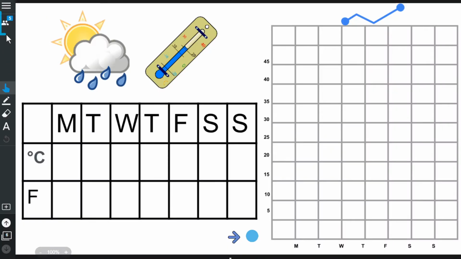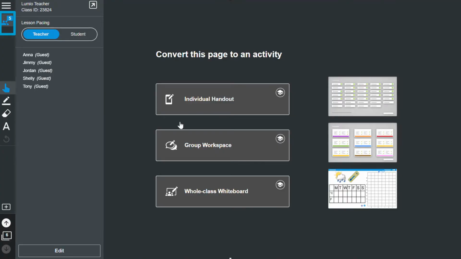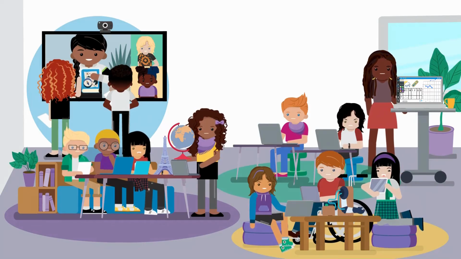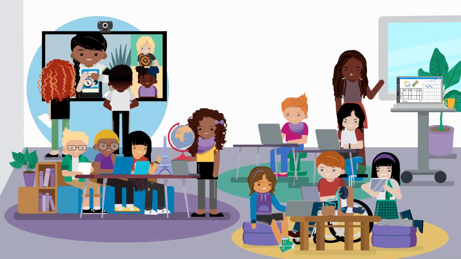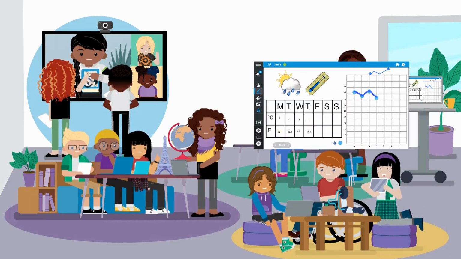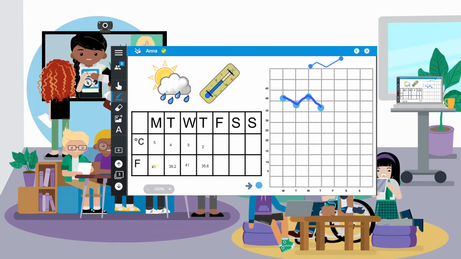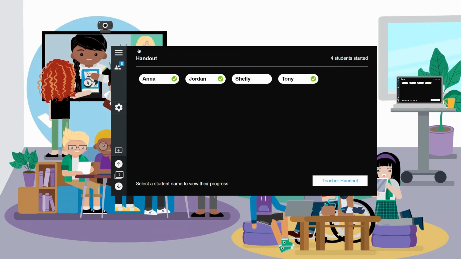You can also convert a page into an individual handout activity using the menu located in the class panel in Lesson Delivery Mode. Individual handouts allow students to take control of their own learning in a fun and meaningful way. As the teacher, you're also able to see the transformation occur to a higher level of thinking and provide personalized feedback.